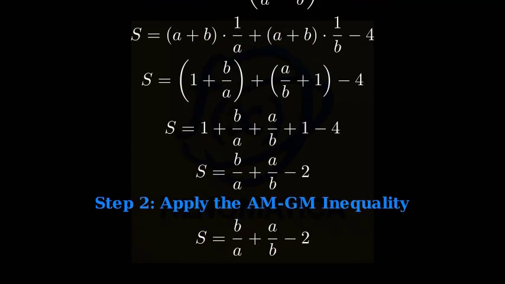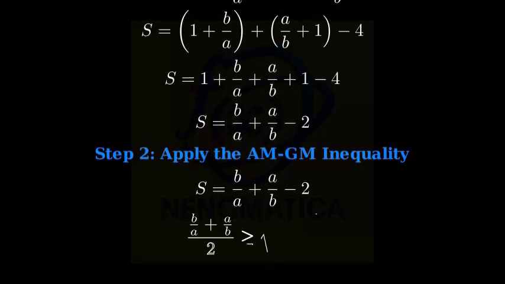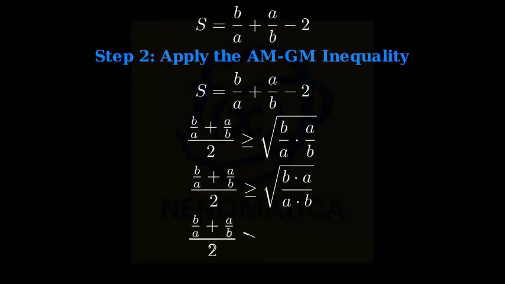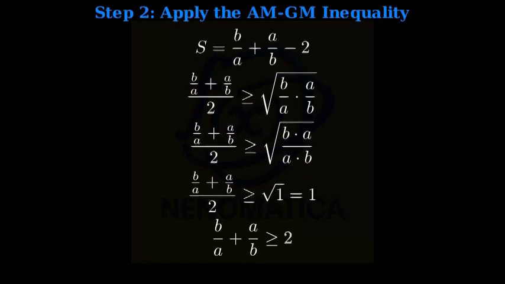For any two positive numbers, say b over a and a over b, their arithmetic mean is greater than or equal to their geometric mean. In our case, we have the two terms b over a and a over b. We know that the arithmetic mean of these two terms is greater than or equal to their geometric mean. So, b over a plus a over b divided by 2 is greater than or equal to the square root of b over a times a over b. Simplifying the right side, we get the square root of 1, or just 1. Therefore, b over a plus a over b is greater than or equal to 2.